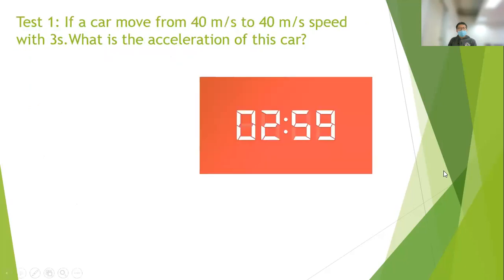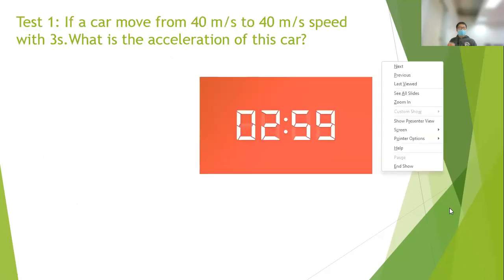So this is the last question. If a car moves from 40 meters per second to 40 meters per second within 3 seconds, what is the acceleration of this car? Now you have 3 minutes to solve this.